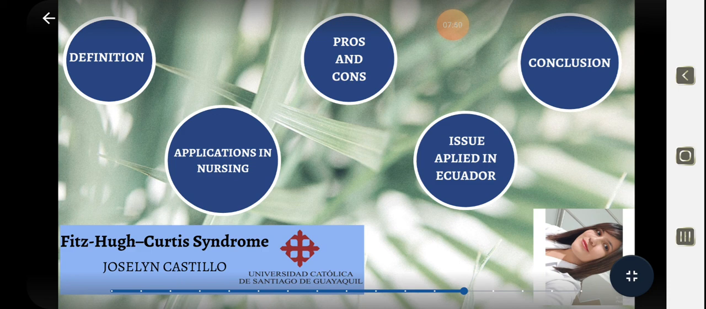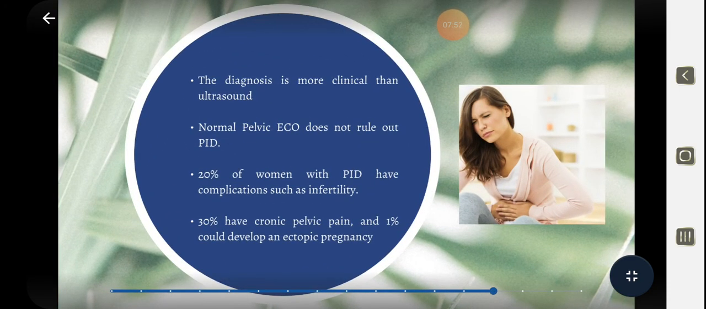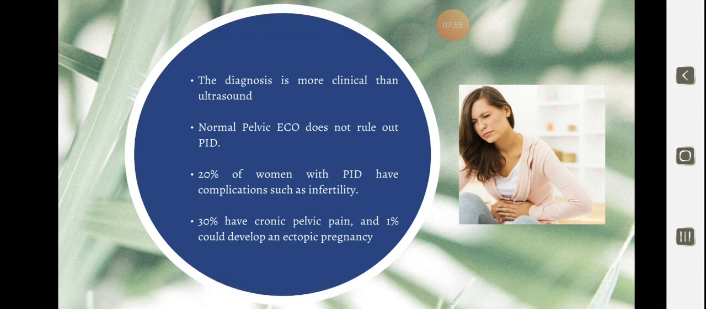Issues applying in Ecuador. The diagnosis is more clinical than by ultrasound. A normal pelvic echo does not rule out PID. 20% of women with PID have complications such as infertility. 30% have chronic pelvic pain and 1% could develop an ectopic pregnancy.